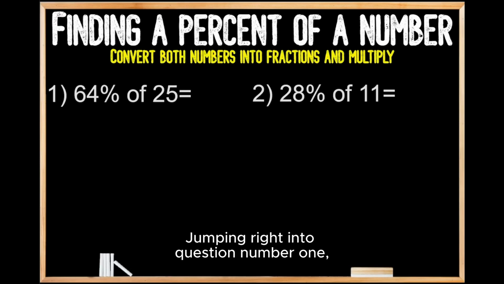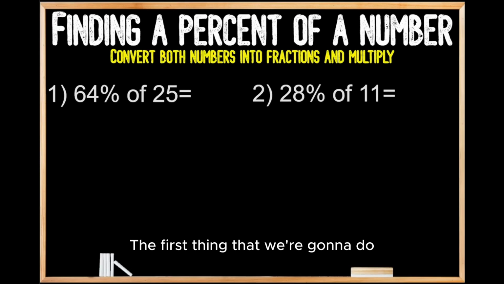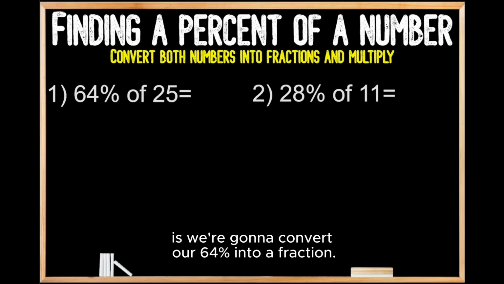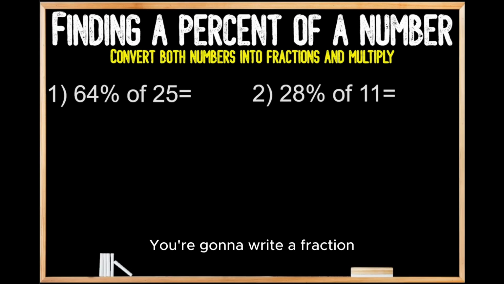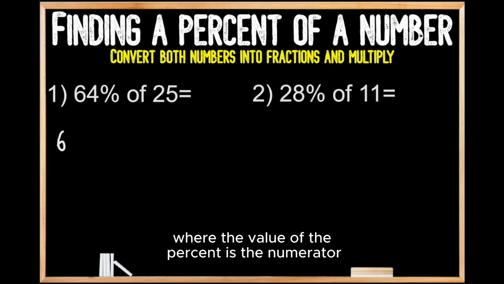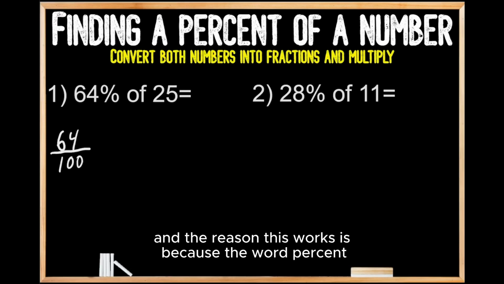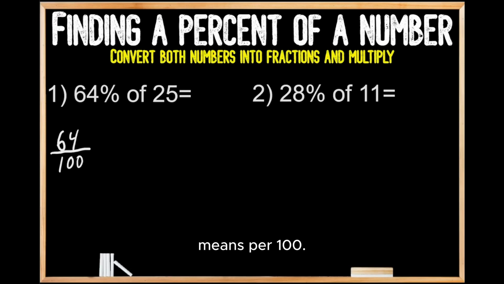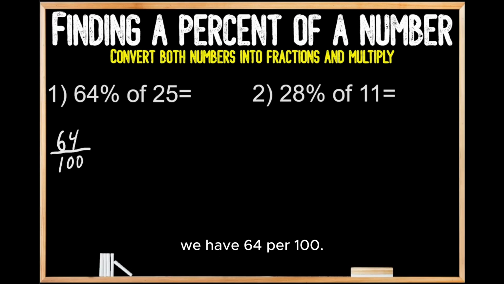Jumping right into question number 1, we're being asked to calculate 64% of 25. The first thing that we're going to do is convert our 64% into a fraction. Anytime that you're looking to convert a percent into a fraction, you're going to write a fraction where the value of the percent is the numerator, and then it's written over top of the denominator of 100. And the reason this works is because the word percent means per 100. So when we have the fraction of 64 over 100, we have 64 per 100.